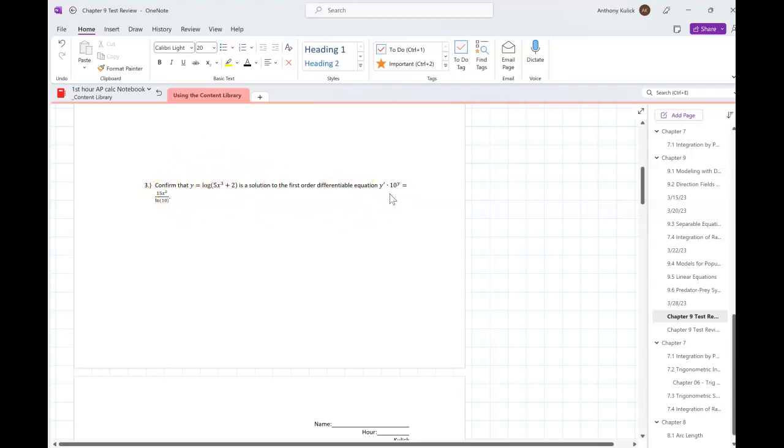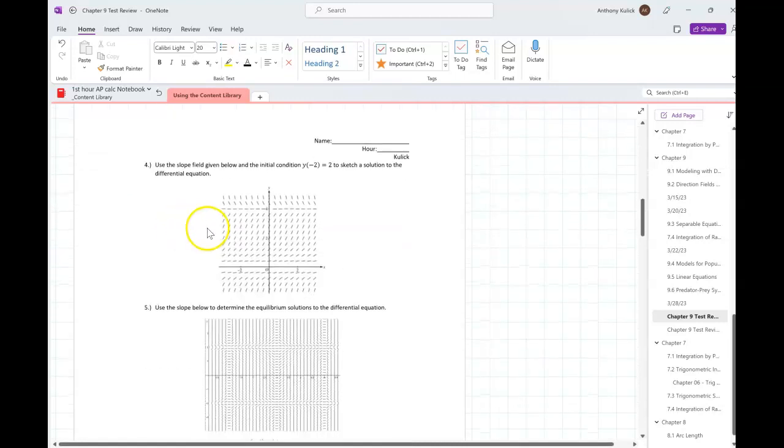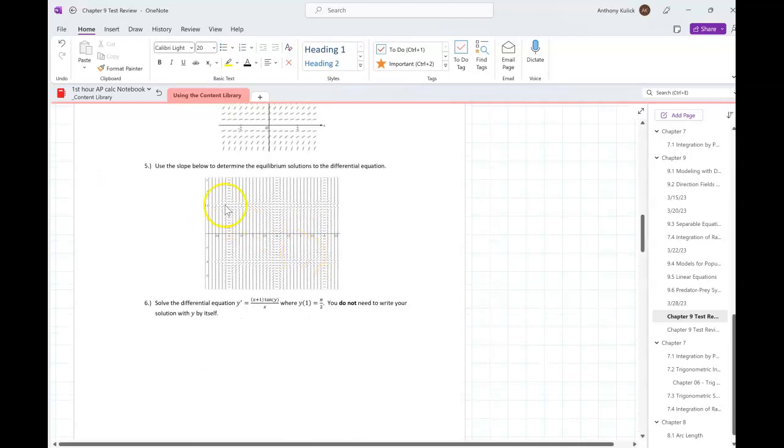How do you do that again? You just take the derivative and then plug it in and show that it simplifies down. That's all you need to do. Not a big deal, right? Sketch a solution to a slope field. That's a 30-second problem there, right?